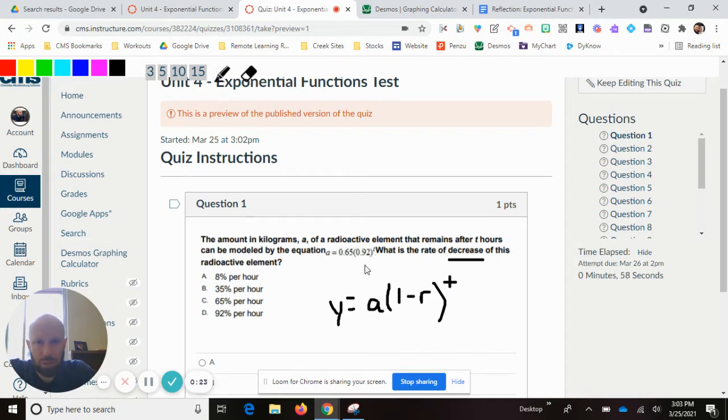It says rate of decrease. We know it's decreased because the number inside the parenthesis is 0.92. Again, we always start with 1 inside the parenthesis. So the question is, what are we taking away from 1 to get to 0.92, which would be 92 cents? And that would be 8 cents. So we're taking away 0.08. So we need to take that decimal, move that decimal twice, and that would be 8%. And 8% for question one is A.